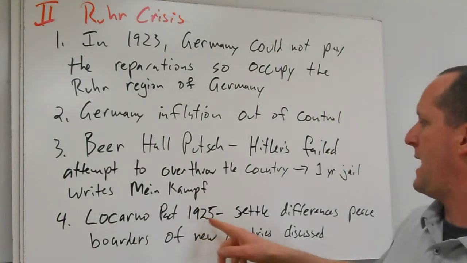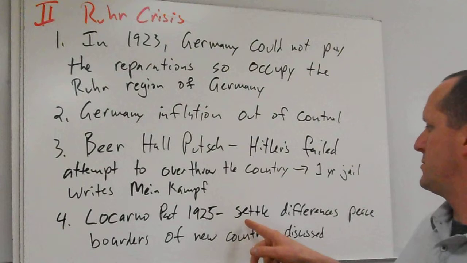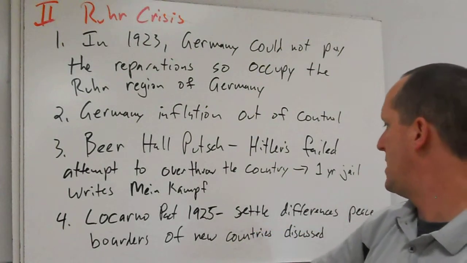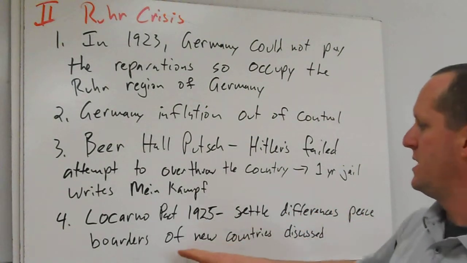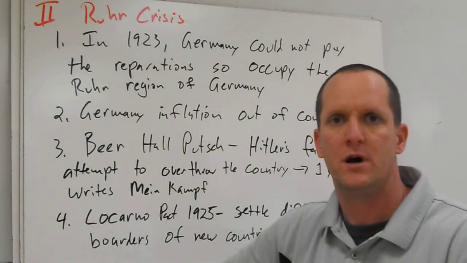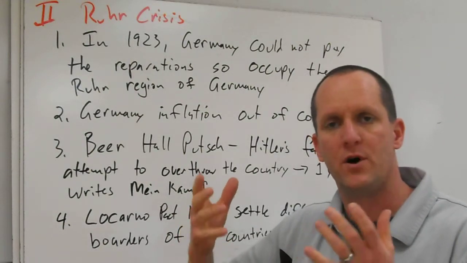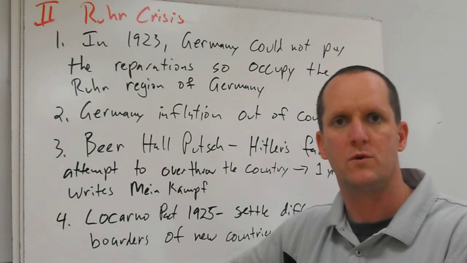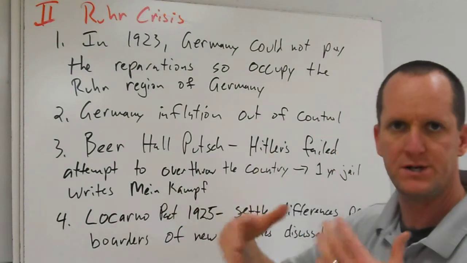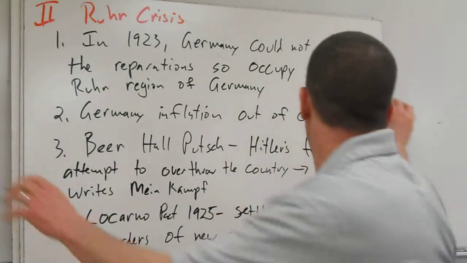The Locarno Pact, 1925, settles the differences by peaceful measures and borders of the new countries that were disputed because of all the creation of new countries after World War I. Was also something that, a point of contention that people could settle peacefully.